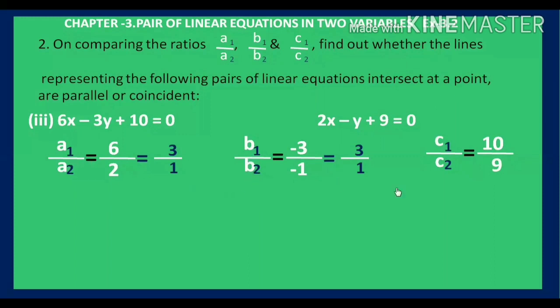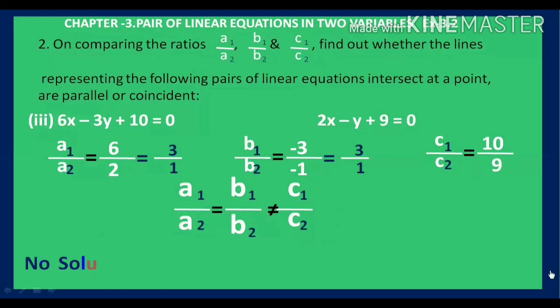So these are three ratios. If you compare, a1/a2 and b1/b2 are equal, both are the same 3/1, but not equal to c1/c2, that is 10/9. So a1/a2 is equal to b1/b2 not equal to c1/c2, it means the system has no solution. Okay, in two conditions we get a solution, in the first two there was a solution, in the third no solution. So the system is called inconsistent. Whenever the system has no solution, it is called inconsistent, and we get parallel lines. An inconsistent system has no solution, and the lines are parallel lines.